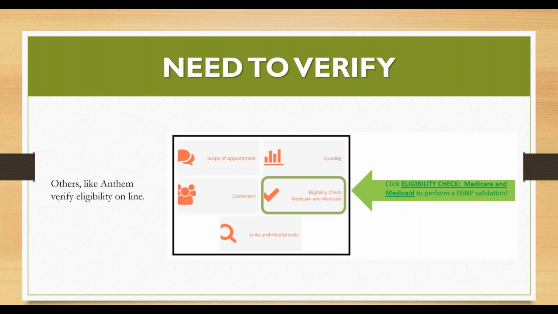There are some other ones, like Anthem for one, that let you do that verification yourself online. It's literally part of the application with Anthem, and at any point it shows eligibility check, Medicare and Medicaid. You can be in quoting, or you can literally be in the application, and it will let you link over to the verification process. You definitely want to do this because you want to save the time and effort that you've gone through.